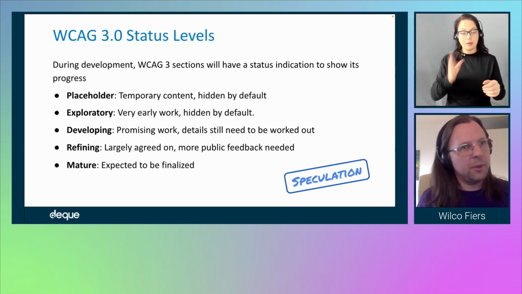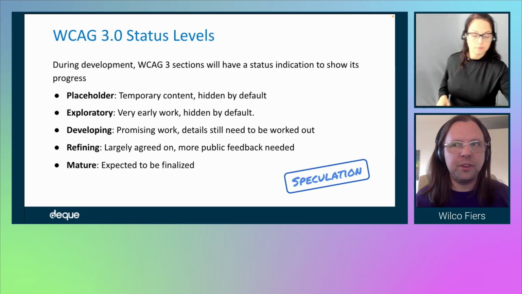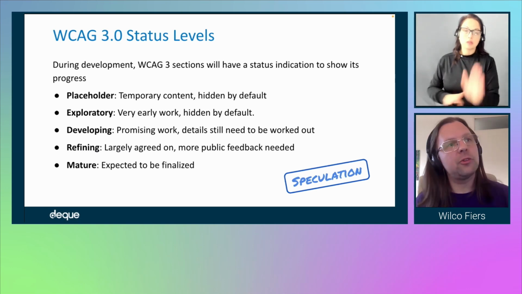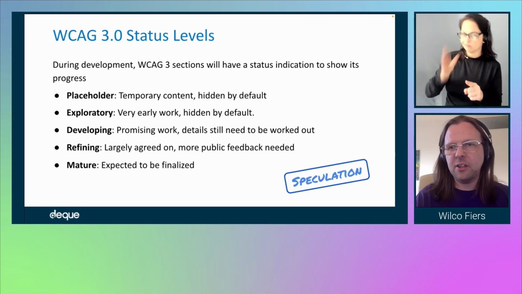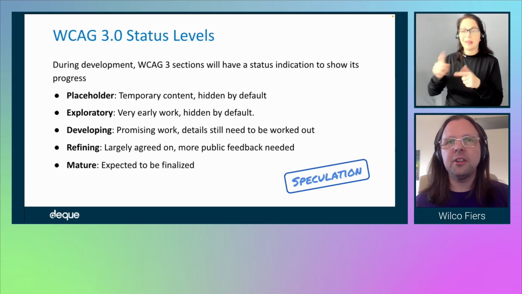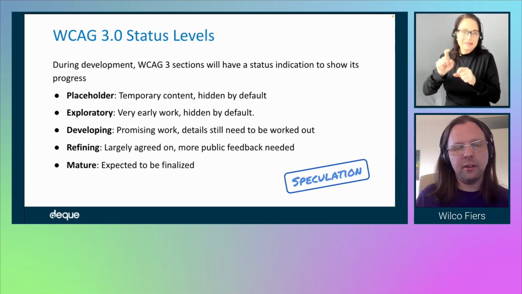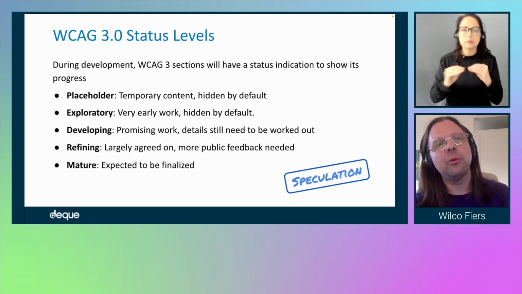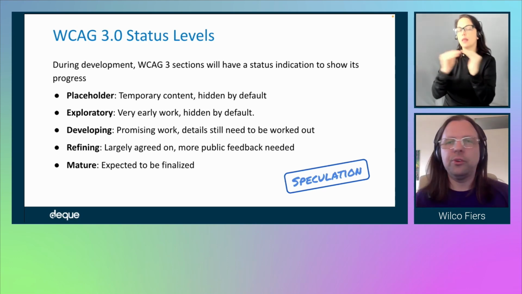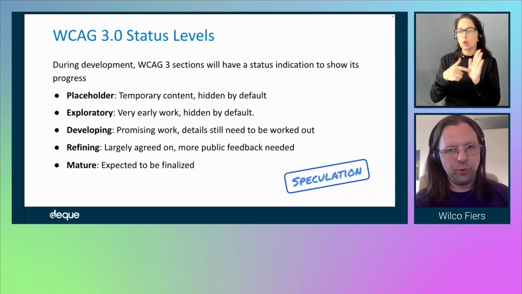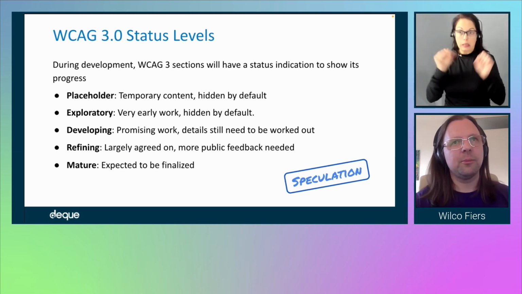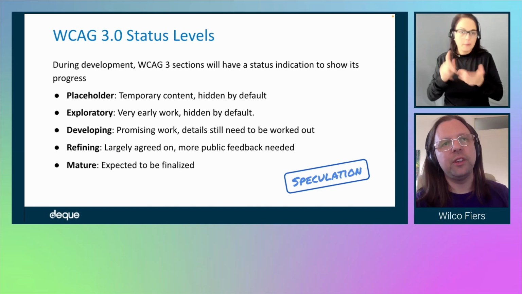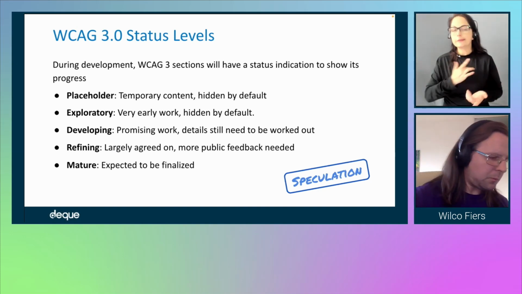And there's the developing stage, which is promising work, but details need to be peeled out. There's refinement work. This is work we think is largely there, but needs a lot of public scrutiny. And then there's the mature status level, which will show that once it's at this stage, we think it's ready. We think it can be used. That doesn't mean it won't change, but we think it's unlikely it will.